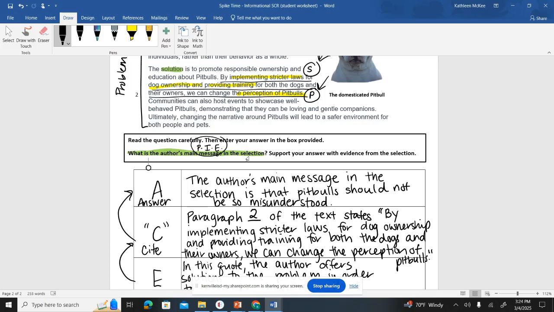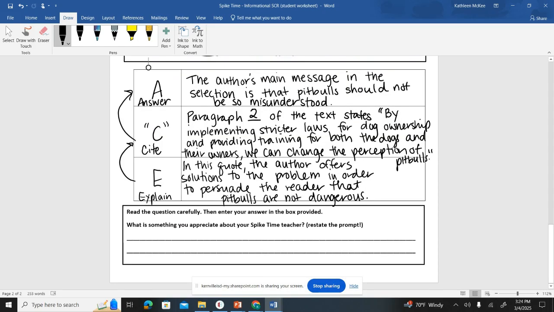It's a good way to get kids thinking critically, and it's a really good way to get them analyzing text and being able to support their opinions.